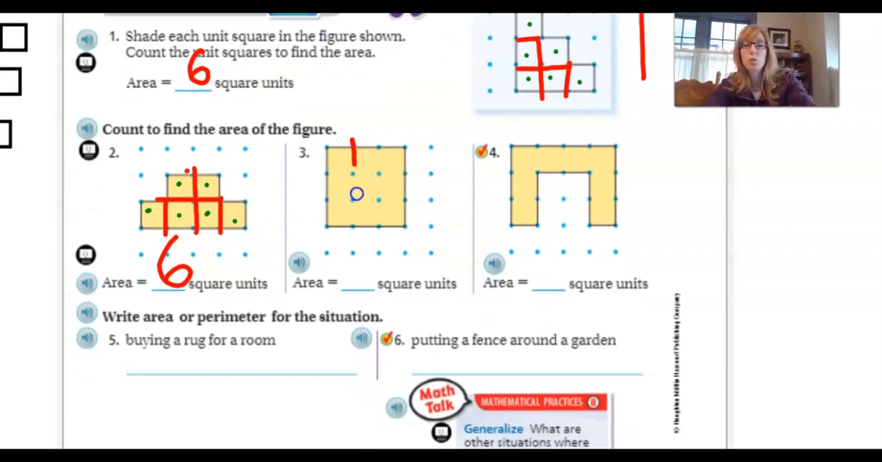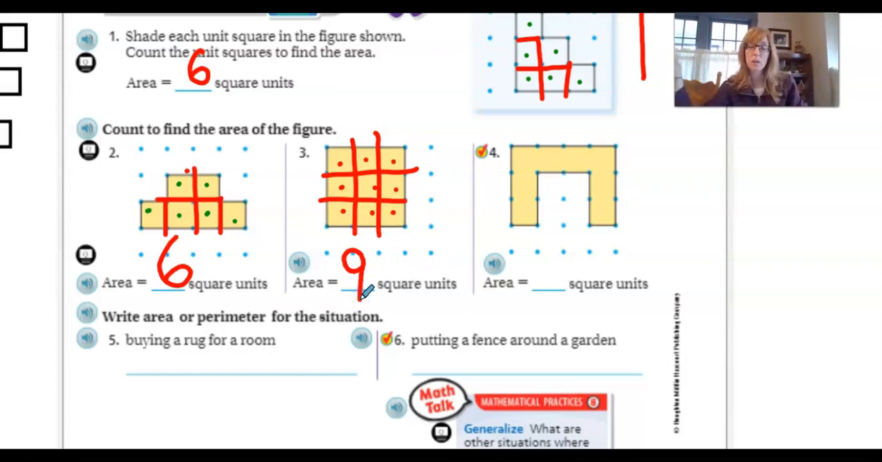So we're going to draw our lines in. Draw them in your book while I'm doing it. And then we're going to go through and we're going to count our square units. There's 1, 2, 3, 4, 5, 6, 7, 8, 9. So you have an area of 9 square units this time.